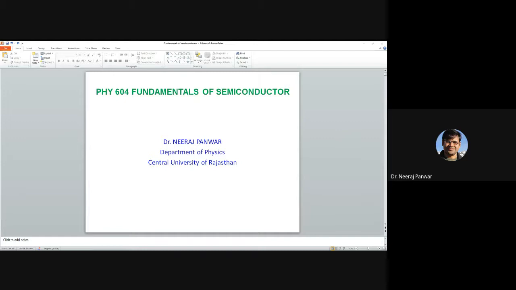So first we try to classify the solids based on the arrangement of their constituent atoms. And based on that, we can have two types of solids. One are called crystalline solids, and the other are known as non-crystalline solids or amorphous solids. So again, the crystalline solid can be of two types. One is the single crystal, and the other one is the polycrystal.